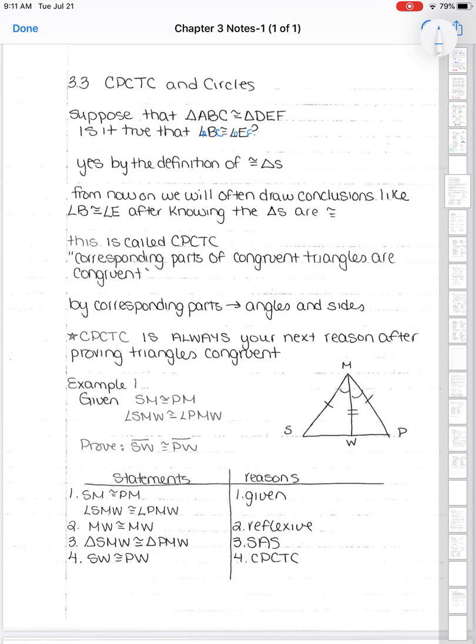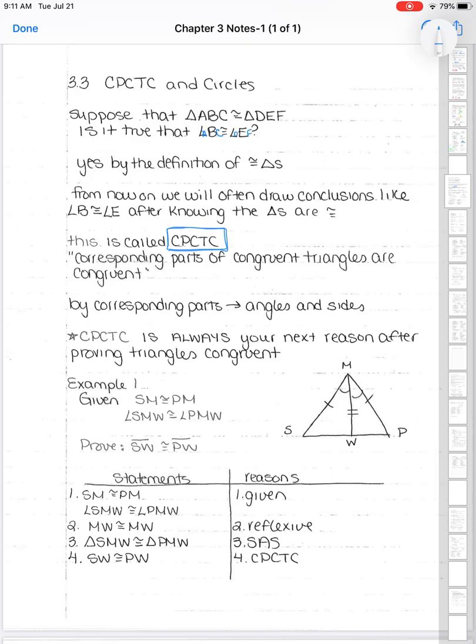And what I'm going to actually do is, I keep forgetting the three letters, so let me add those in there. So, angle ABC is congruent to DEF. So, yes, that would make sense by the definition of congruent triangles, because we know congruent triangles are where the angles are congruent and the sides are congruent. So moving forward, from now on, we're going to be drawing conclusions like saying B and E are congruent after knowing the triangles are congruent.